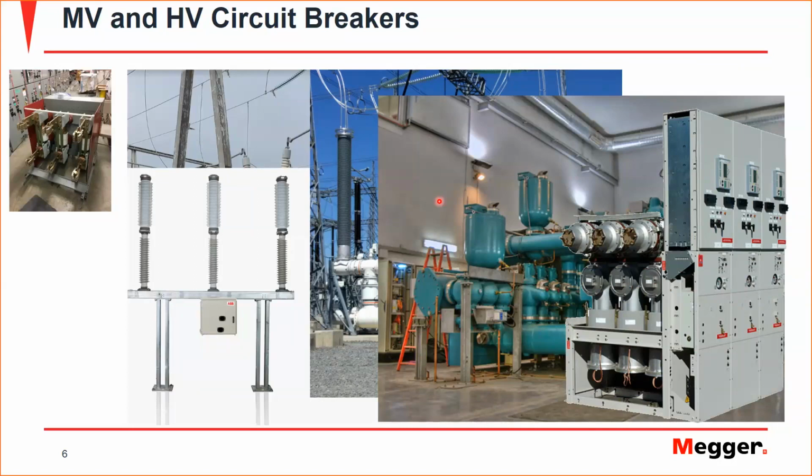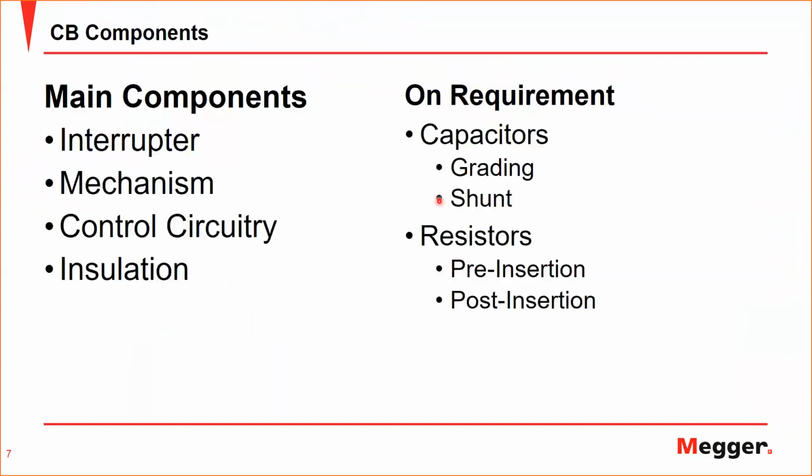So these are a quick overview of the types and technologies over the years for circuit breakers, medium voltage and high voltage. What are the main components, I would say, that we can find in all these types? If I'm going to talk about circuit breaker components, I will divide them into two types. We have main components that will be available in all these circuit breakers, and we will have some components that might be available on some types of breakers, for some requirement for the breaker itself or for the power system to have that component in it.